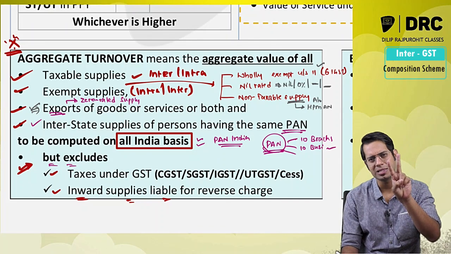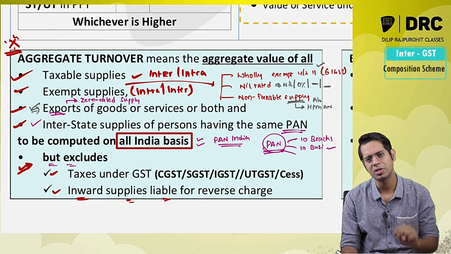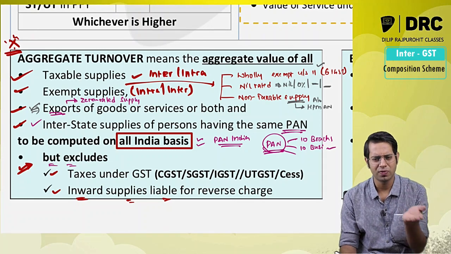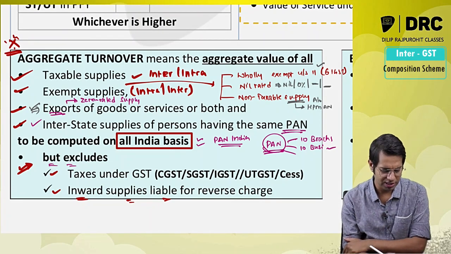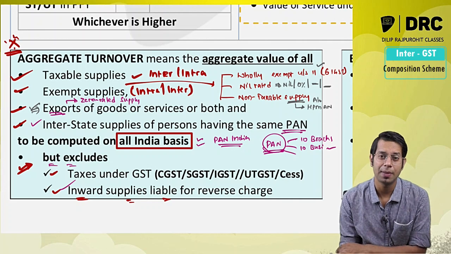But when you are computing aggregate turnover, you should not include two things. One is your taxes under GST law. Taxes under GST law means what, sir? What are the different types of taxes you have? CGST, SGST, IGST, UTGST, etc. And the second is inward supply liable for reverse charge.